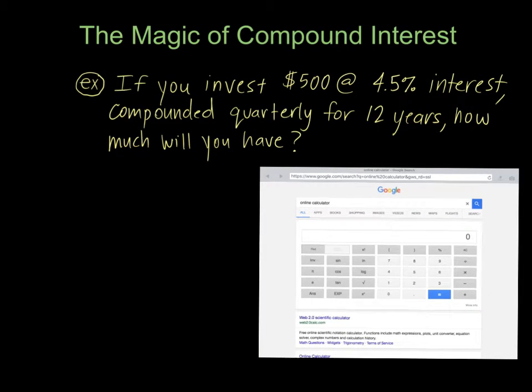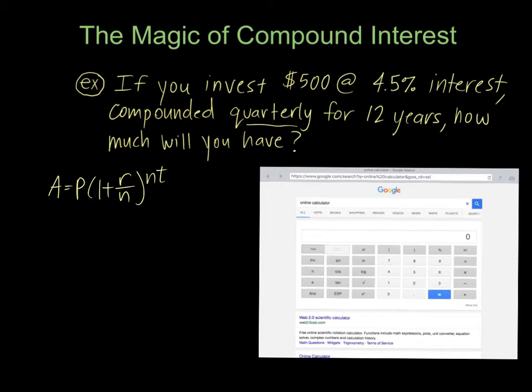Okay, so this first example is kind of straightforward. You're going to invest $500, and you're going to get 4.5% interest compounded quarterly. So this word quarterly means 4 times per year, every 3 months. And you're going to leave it for 12 years. How much money will you have? So we're always just going to start out with our main formula: P times (1 plus R over N) to the NT.